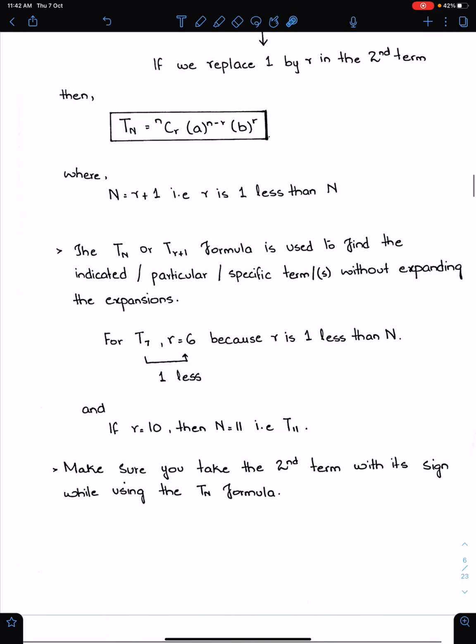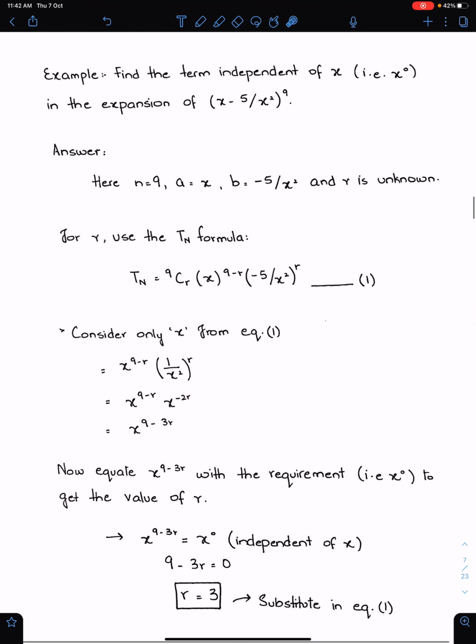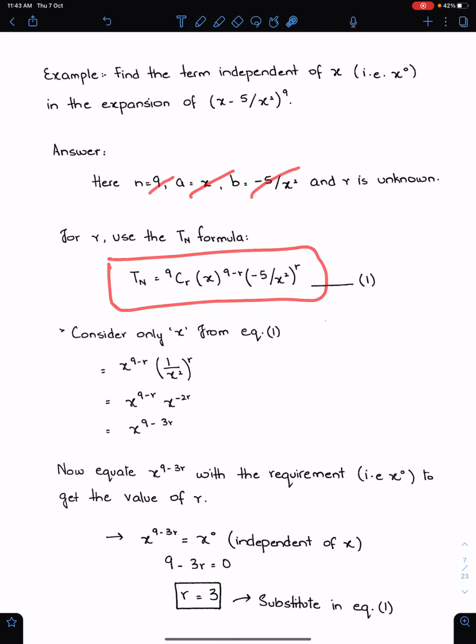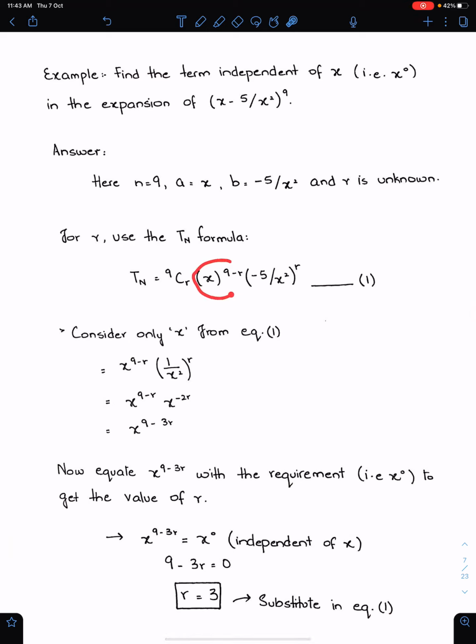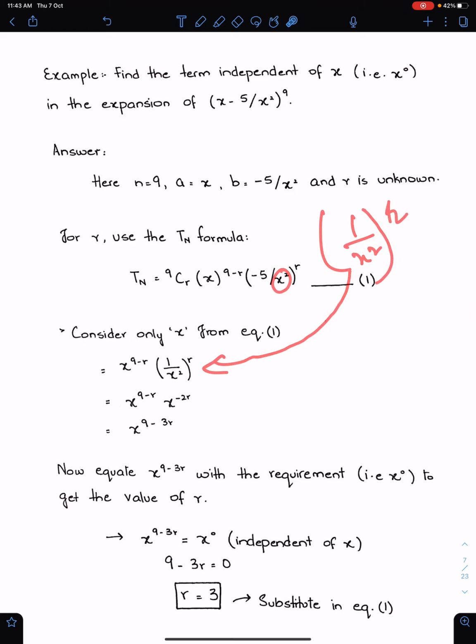So this is the Tn formula. We just need to substitute all these values into the Tn formula. After the substitution, we'll get this thing. Now just consider x from this formula to get the value of r. So when you consider this x, you will get x power 9 minus r. Just consider this x. This is 1 upon x square power r. Just consider this here. Don't consider minus 5. Just take x. So this is here.